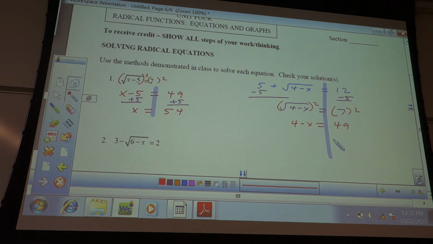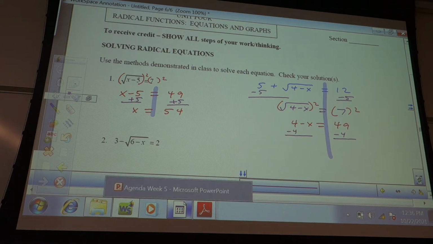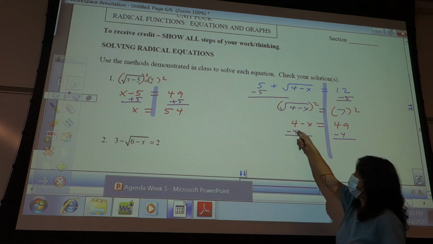Okay, so now what's my next step? Add 5? Are you in the same problem I'm at? Well, add 4. If I add 4, then I'll have 8 on the left. How do I get rid of the 4? Minus 4. Is my 4 positive or negative? It's a positive 4. So to get rid of the positive 4, I need to subtract 4.